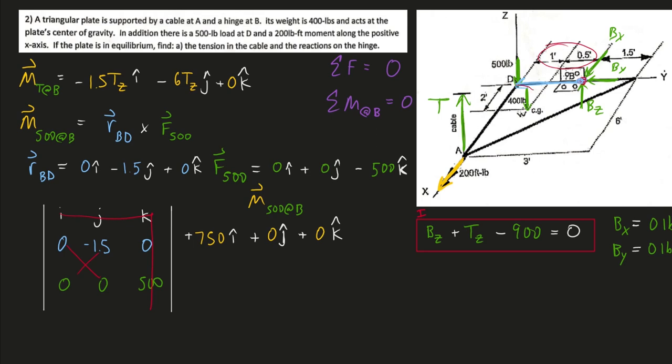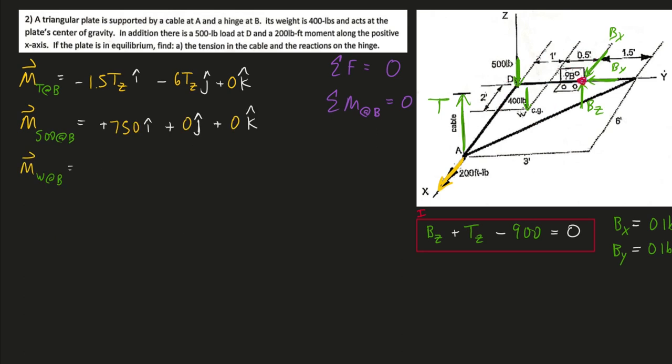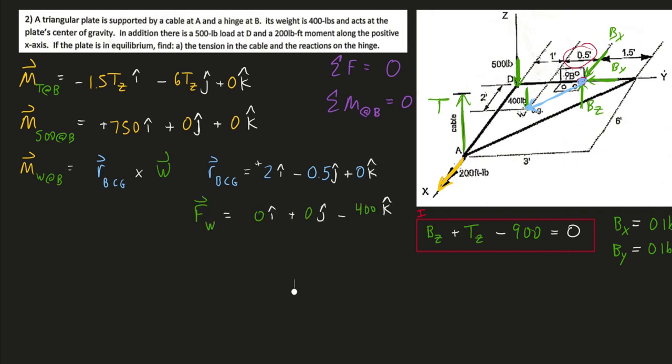The moment of the weight vector. So for the moment of the weight vector, my R vector will be from B to this center of gravity point right here. If I walk from there to that center of gravity, I'm only moving 2 in the positive x. I'm moving 0.5 in the negative y direction, so negative 0.5 in the y. And of course I'm not moving up or down in the z. Of course I have the weight vector, just 400 going downwards in the z.